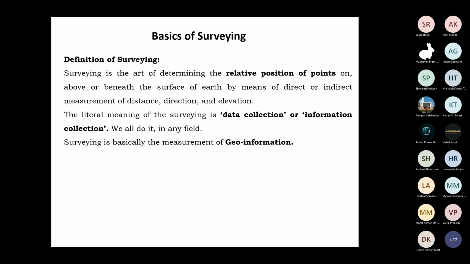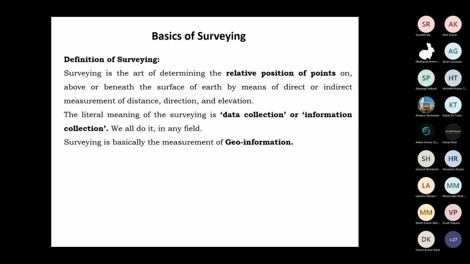Surveying is the art of determining the relative position of the points on, above or beneath the surface of the earth by means of direct or indirect measurement of distance, direction, and elevation. So if you see this definition, there is a lot of sense in it. Relative position. Why am I using this word?